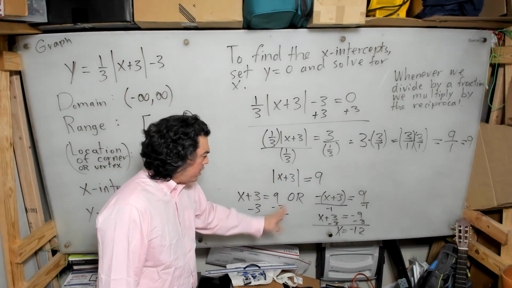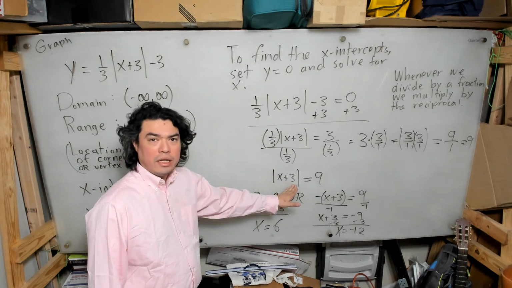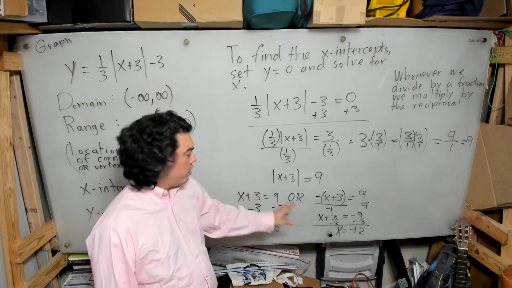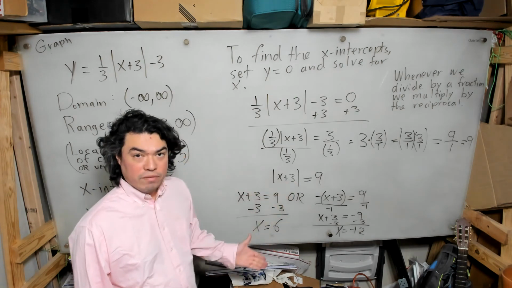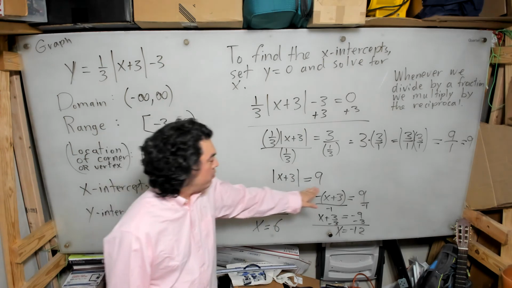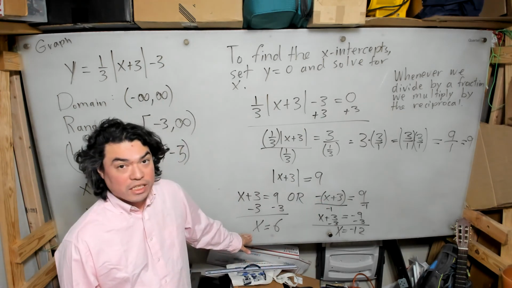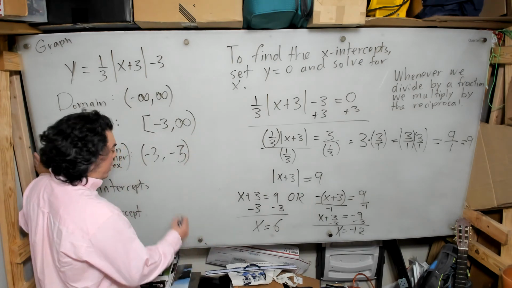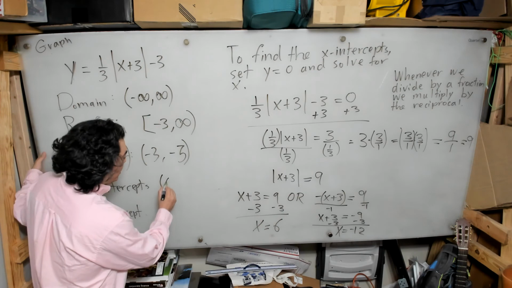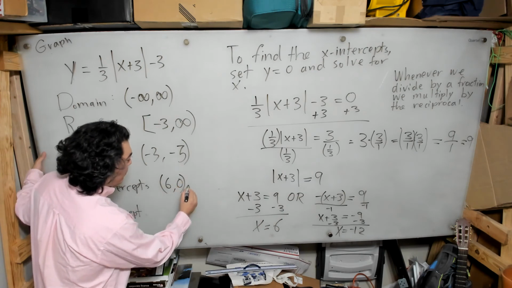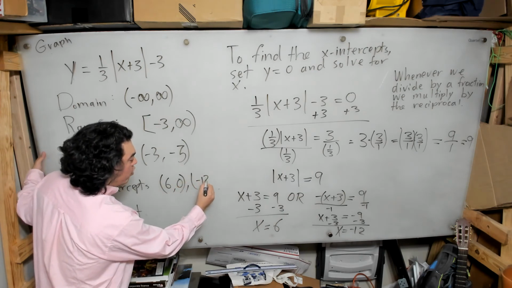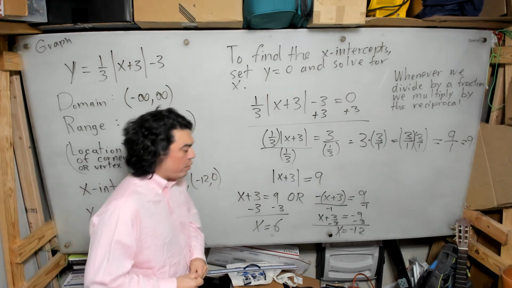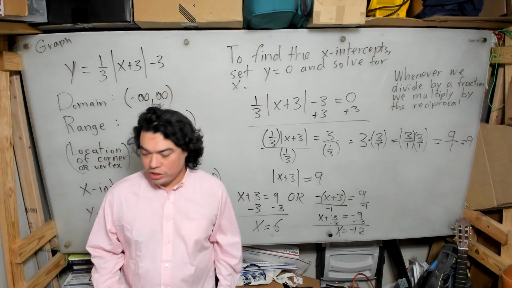Let's test them. 6 plus 3, that's 9, the absolute value of 9, so that one works. What about -12? -12 plus 3, that's -9. The absolute value of -9, positive 9. So we see that these are indeed our x values. And these solve this equation, which means that they correspond to our x-intercepts. Our x-intercepts are therefore (6, 0) and (-12, 0). Okay? And now finally, we will be able to find the y-intercept and then plot the graph.